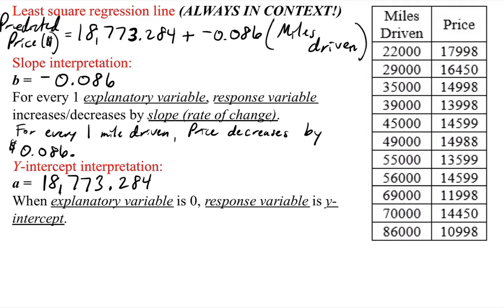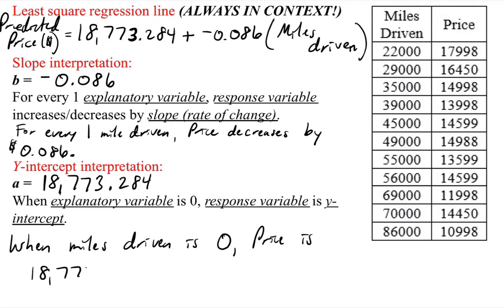Okay, so last one. When explanatory, how do I interpret this number here? 18,773.284. When miles driven, when x is 0, what's the response variable? Price is that number right there. So tell me what this means in plain English. A brand new car is going to cost you.